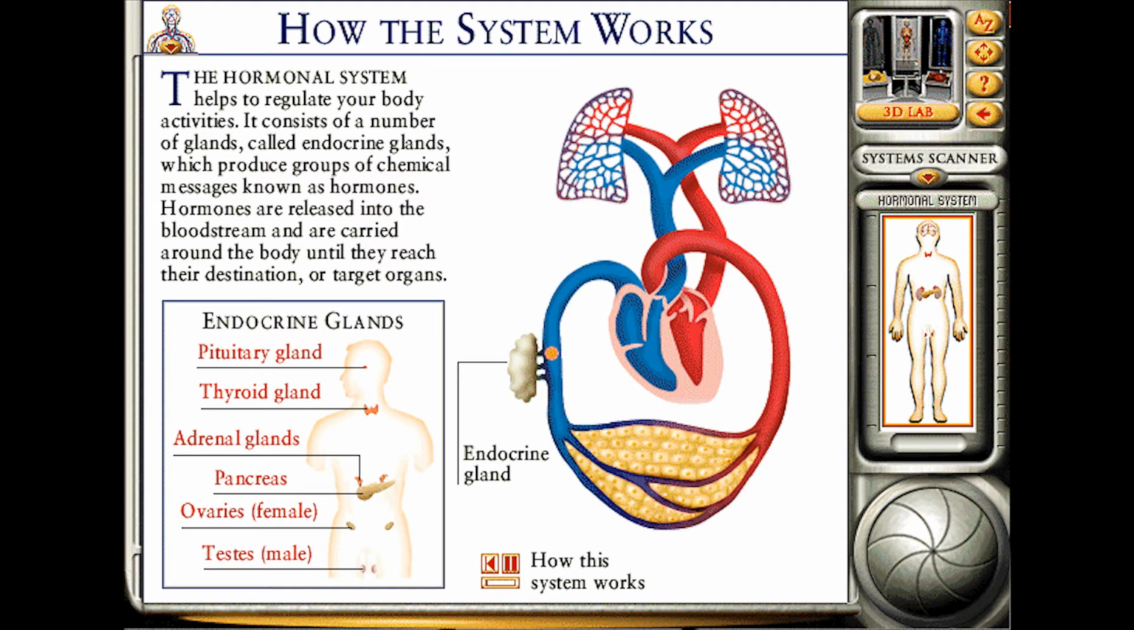An endocrine gland releases chemical messages called hormones into the bloodstream, where they are carried to the body's tissues. Once in the tissues, the hormones attach to cells that are sensitive to them. These target cells respond to the presence of the hormones, which then influence the cell function.